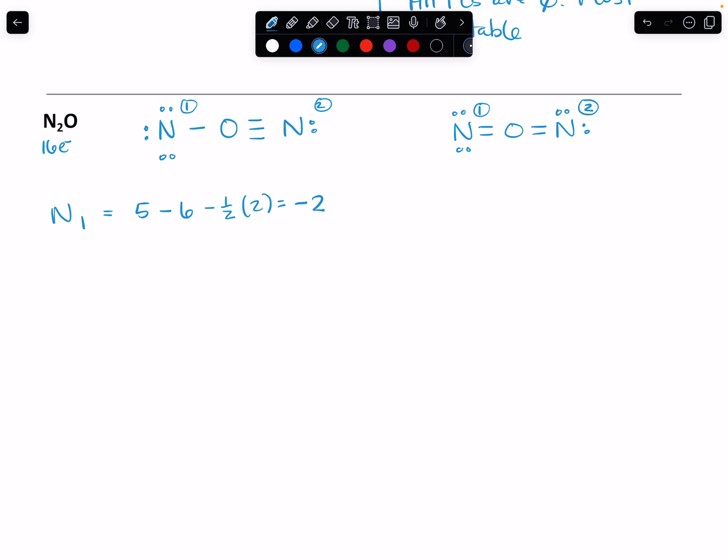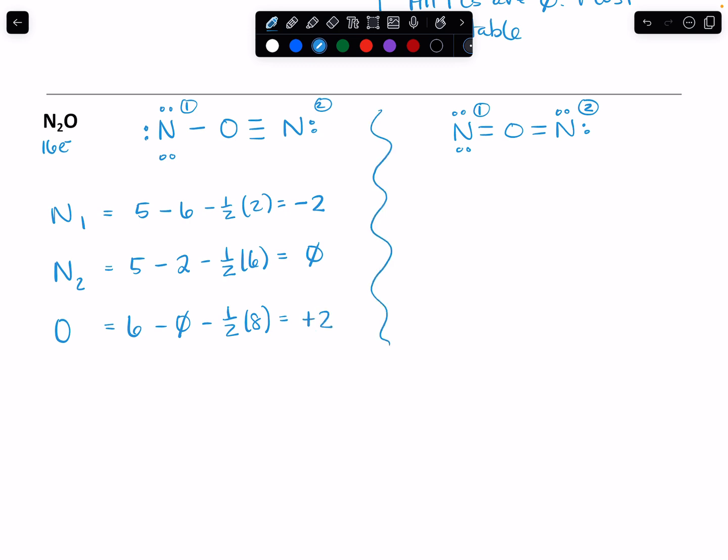Minus 2. Yeah, minus 2. Sorry. Second nitrogen, 5 valence, 2 lone pair electrons, and then 1/2 of the 6. All right, so that's going to be a formal charge of 0. All right, and then oxygen, 6 valence electrons, 0 lone pair electrons, and then 1/2 of 8. So this is going to be +2. Oh, it seems like a whole lot of formal charge, but let's see.